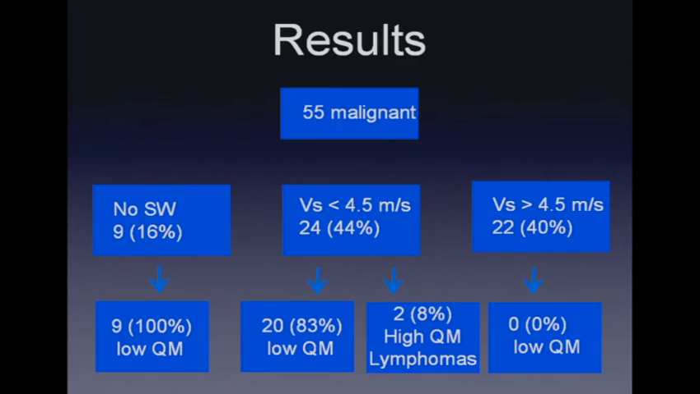And again, we had 2 lymphomas which actually had high quality measures, and these are soft lesions, so the shear wave velocity was actually correct. And if we look at all the cancers that had a velocity of greater than 4.5, which accounted for 40% of our cases, all had a very high quality measure.